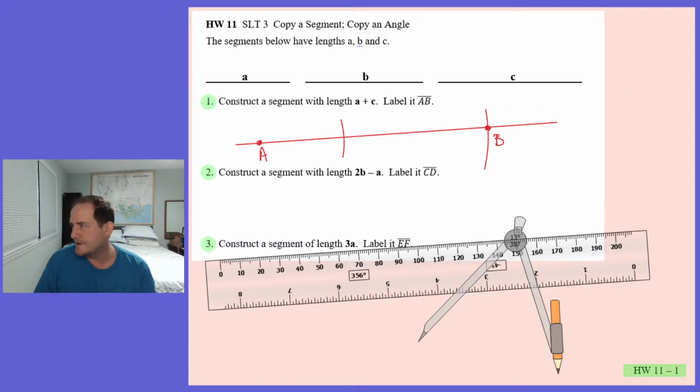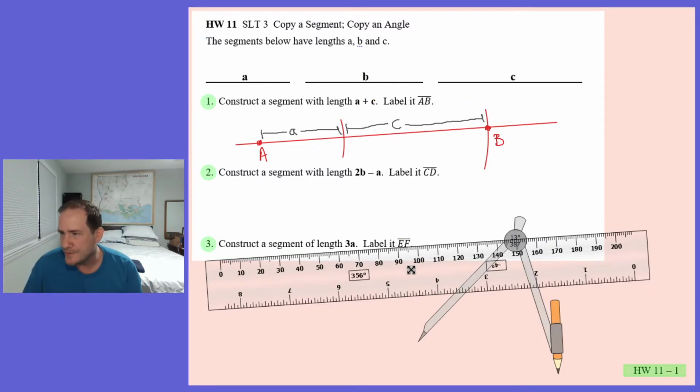And we know that's the right location for B because this first segment that we swung had a length of A. This next segment that we swung from here to here had a length of C. That means the whole thing has a length of A plus C, just like we wanted.